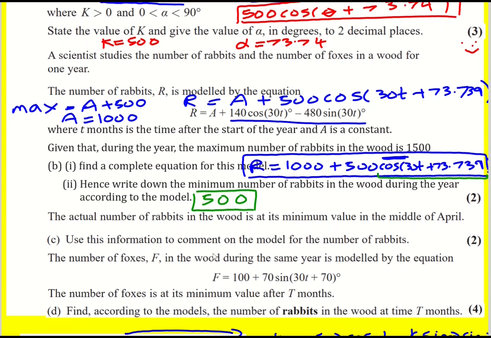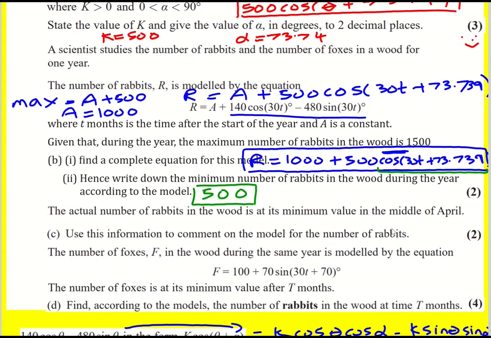Use this information to comment on the model for the number of rabbits. Now, there's a couple ways you can do this. I decided to find out where the minimum occurred for T. You could alternatively work out T for the middle of April and substitute it in and then check your value with R. That is arguably a little bit easier. So I'm going to go for it both ways.